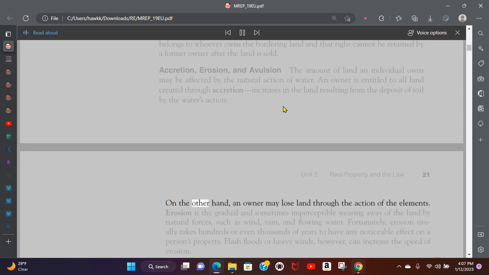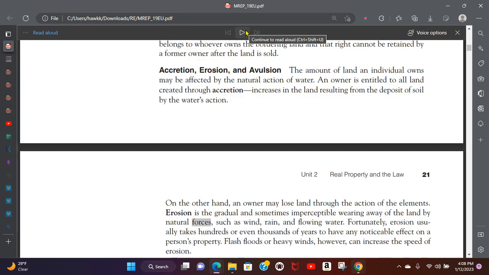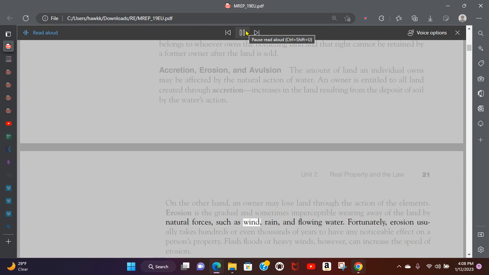On the other hand, an owner may lose land through the action of the elements. Erosion is the gradual and sometimes imperceptible wearing away of the land by natural forces. Earth, water, fire, air. Elements. Forces such as wind, rain, and flowing water.